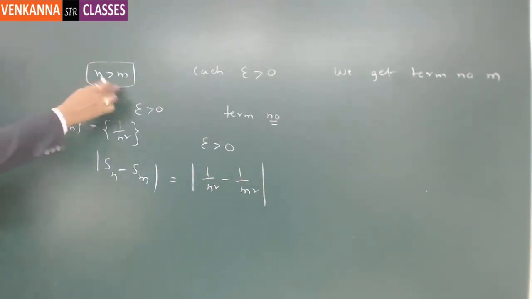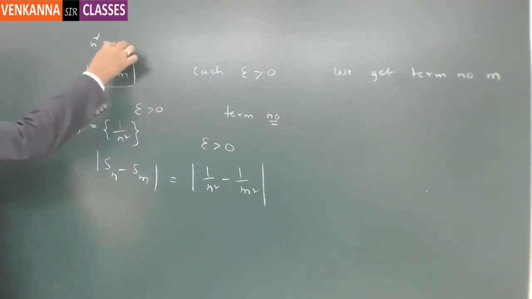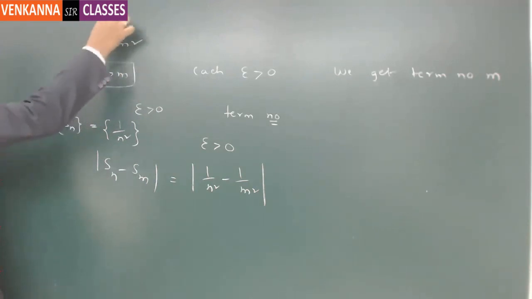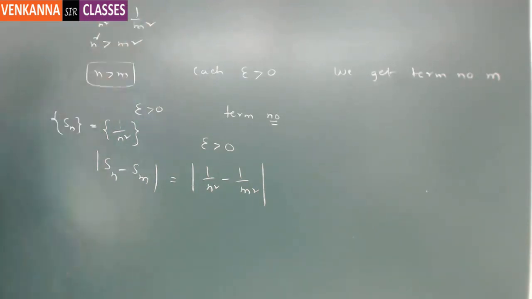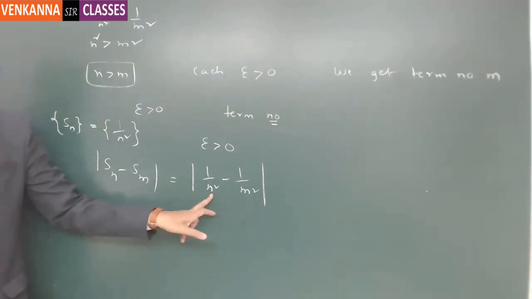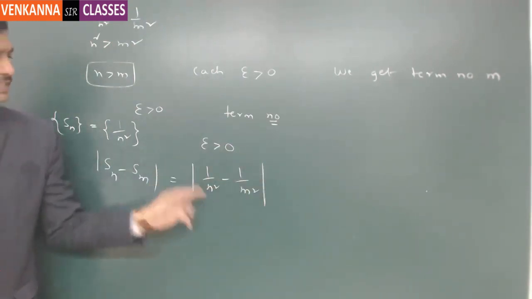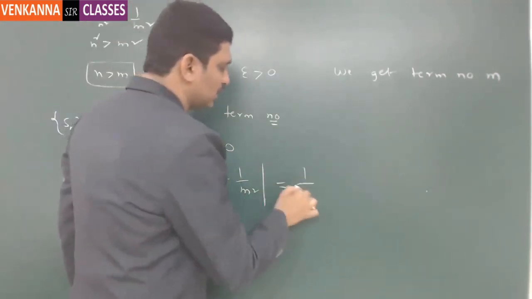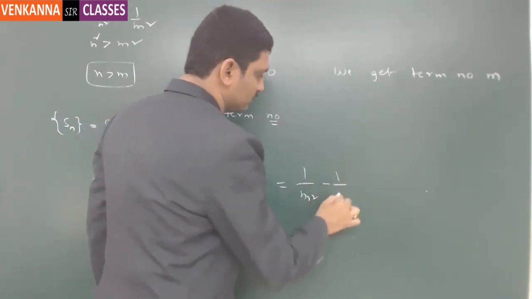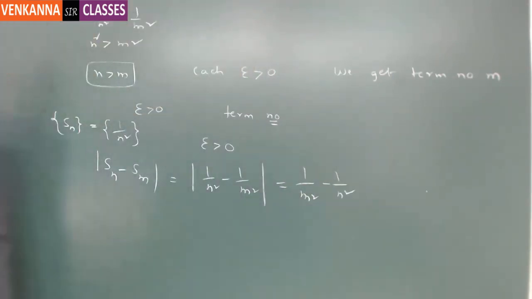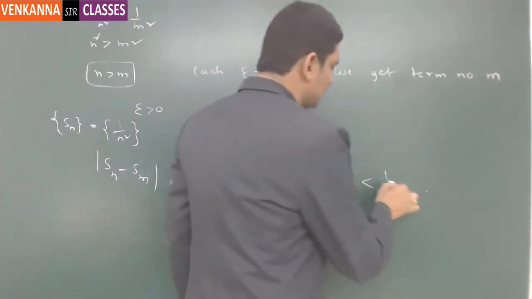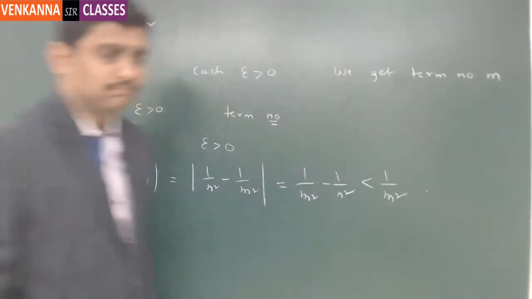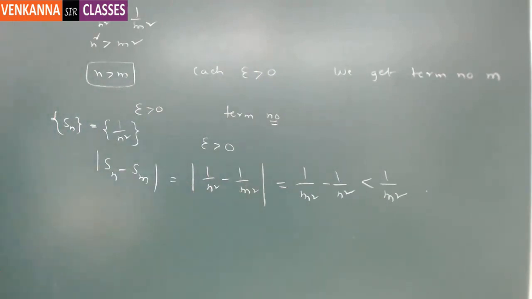As you know, n is greater than m, so n square is greater than m square. So 1 by n square is less than 1 by m square. So you are subtracting a big number from the small number. So what happens? The inside value of the modulus is negative, so while applying modulus, you should write like this. Since this value is always less than 1 by m square, because we are subtracting something from this.